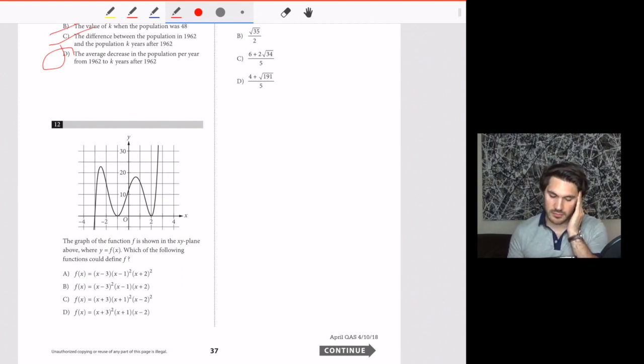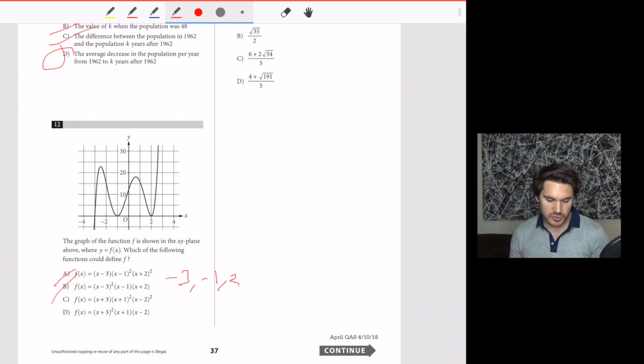y equals f of x. Which of the following functions could define f? So what we can do here is look at the zeros of the function. In other words, where in the graph is y equal to 0? Well, it's at x equals negative 3, x equals negative 1, and x equals 2. So those zeros are only answer choices D and C, so A and B are done.